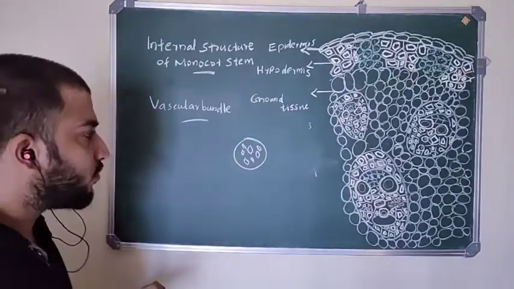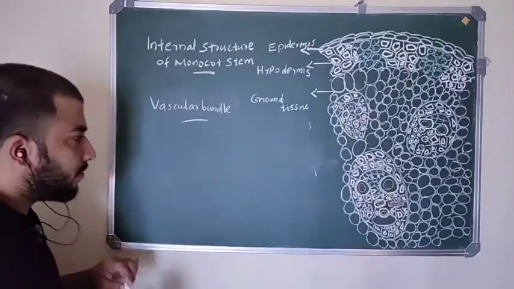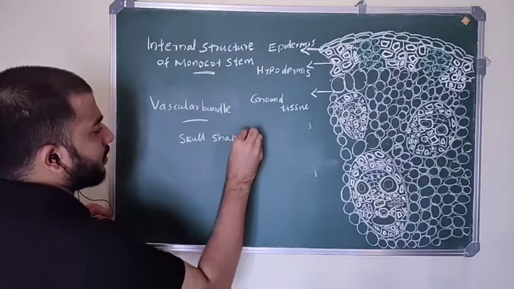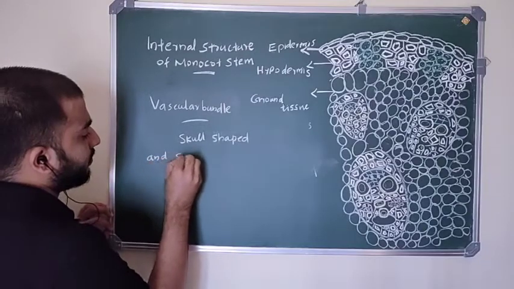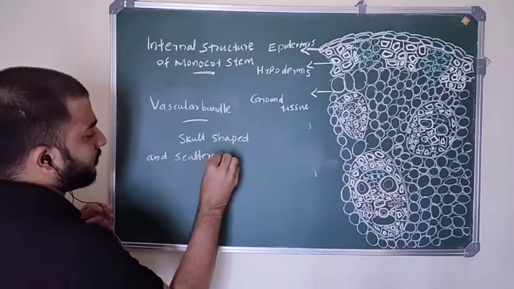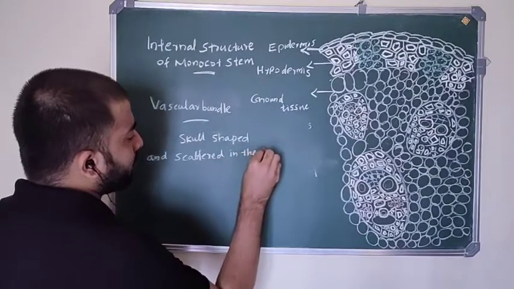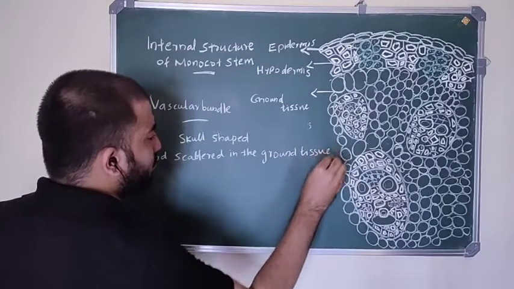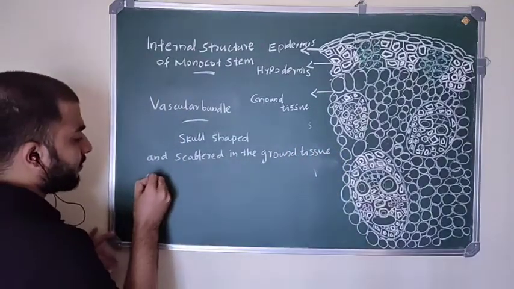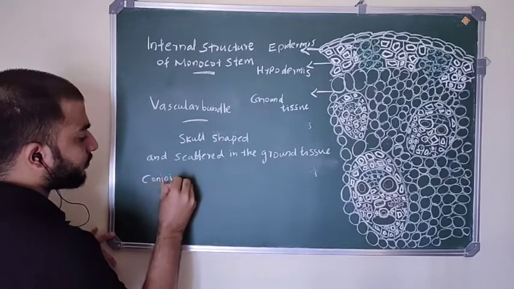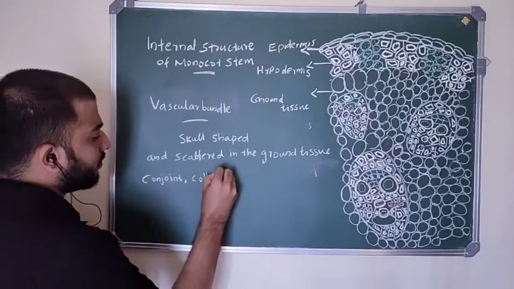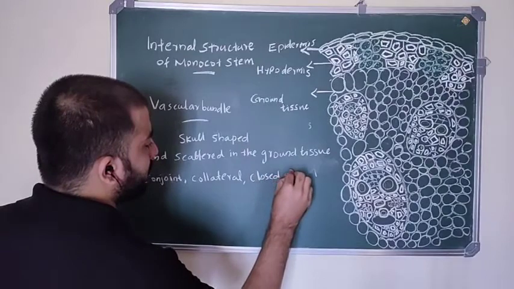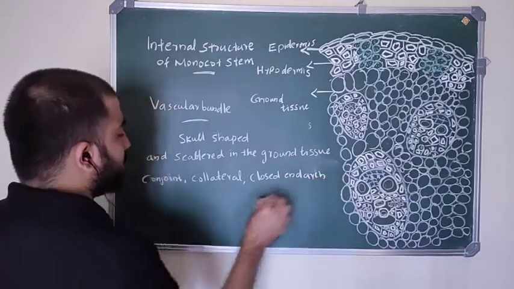And these vascular bundles are skull shaped and scattered in the ground tissue. And the vascular bundles are conjoined, collateral, closed and endarch. You know conjoined collateral.